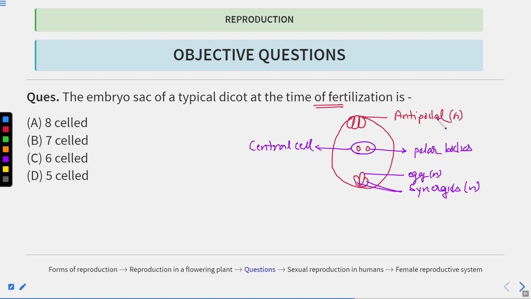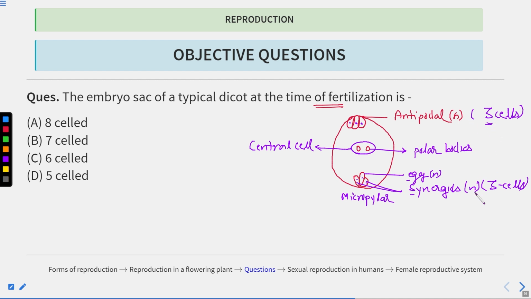Okay, so what is happening here? So this is 1 cell, 2 cell, 3 cells. Okay, so 3 cells here, 1, 2, and 3. 3 cells here at the micropylar end. Okay, clear? This egg as well as the synergids, these two combined are known as the egg apparatus.